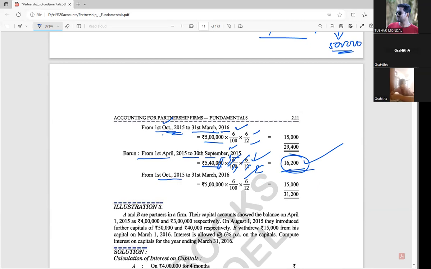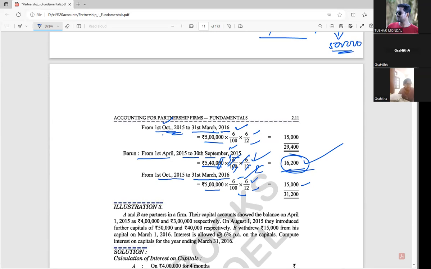Now here, October 2015 to 31st March 2016, again 6 months. Again same way. So their amount is here 15,000. Before, for him it was 5 lakh 40,000. Now it's become 5 lakh. So October 1, again 6 months.